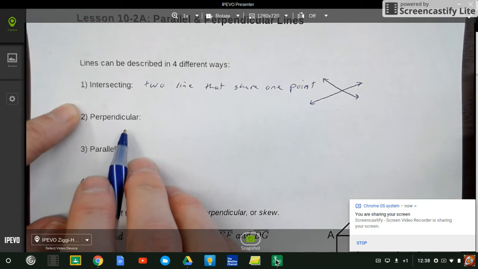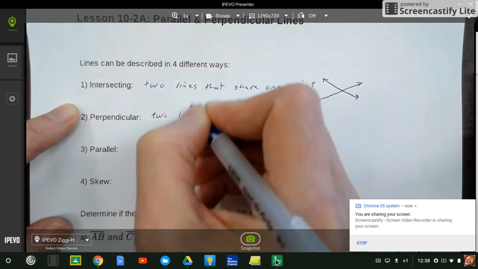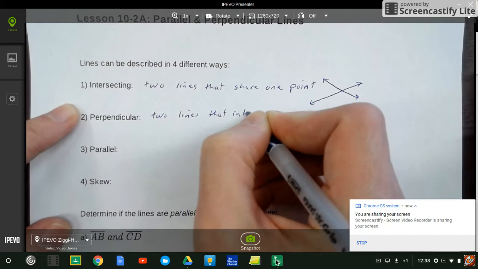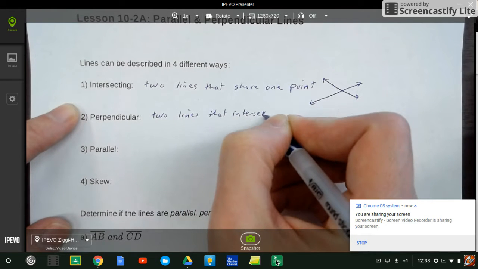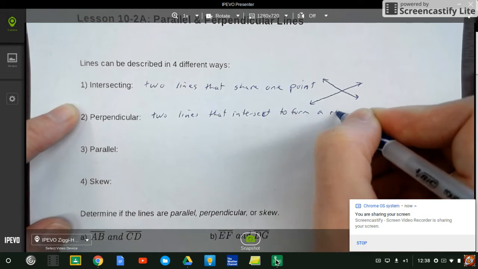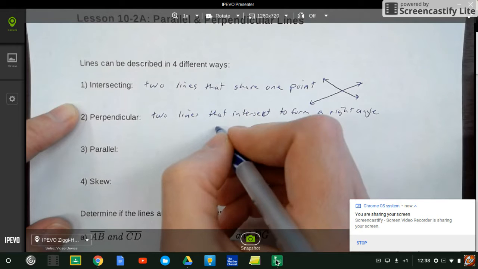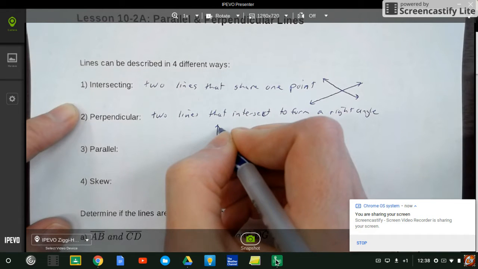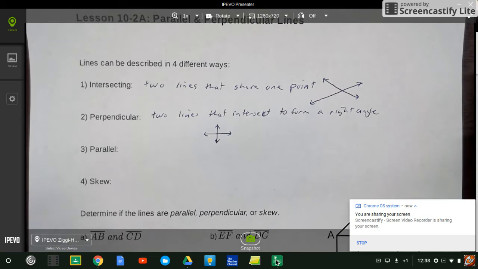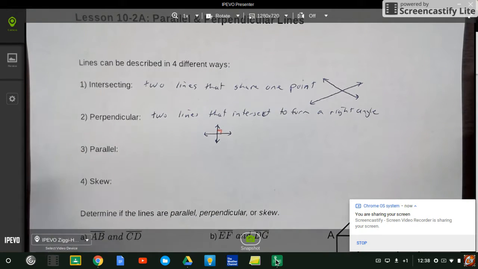Perpendicular is a special form of intersecting. This is two lines that intersect to form a right angle. Okay, so that's a line here and maybe a line there. Now, when they intersect, we end up getting a right angle. That's what we mean by perpendicular.